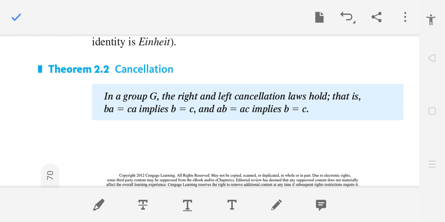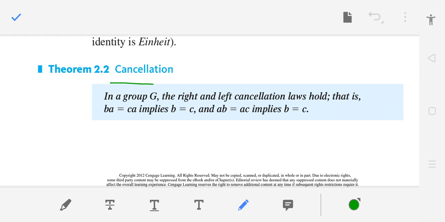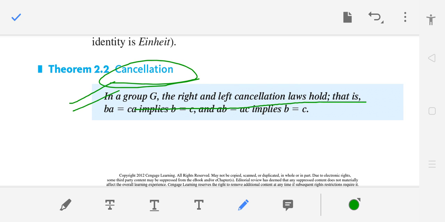Now there is a cancellation law. In a group G, the right and left cancellation laws hold. That is, if ba equals ca, it implies b equals c, and ab equal to ac implies b equals c. So the left cancellation law also holds in a group, and the right cancellation law also holds in a group. This proof is also very important, so let's see this.